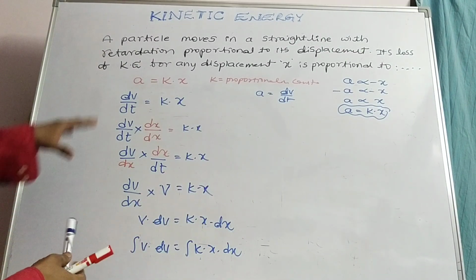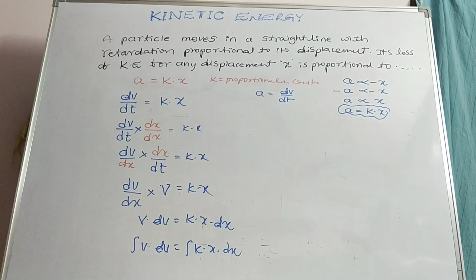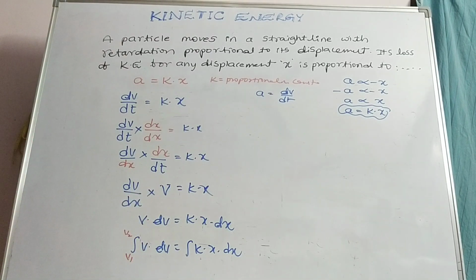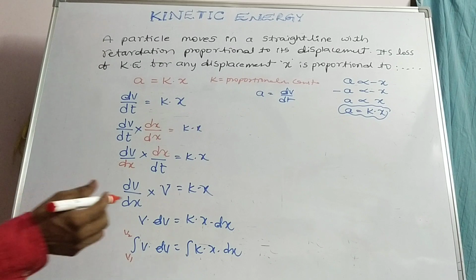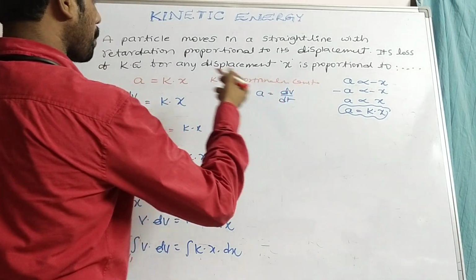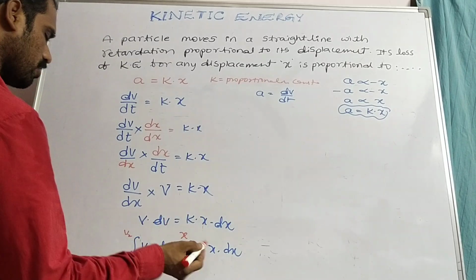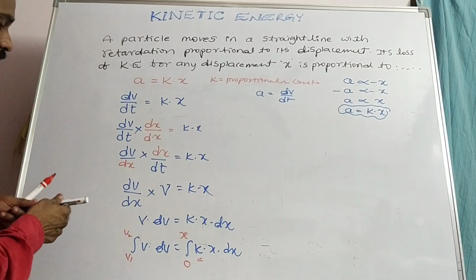Of course, now we have to find the loss of kinetic energy. That's why we now take the limits from v1 to v2 and from 0 to x. Of course, it starts from position 0, the mean position. And k is constant, so it can be written outside the integration.